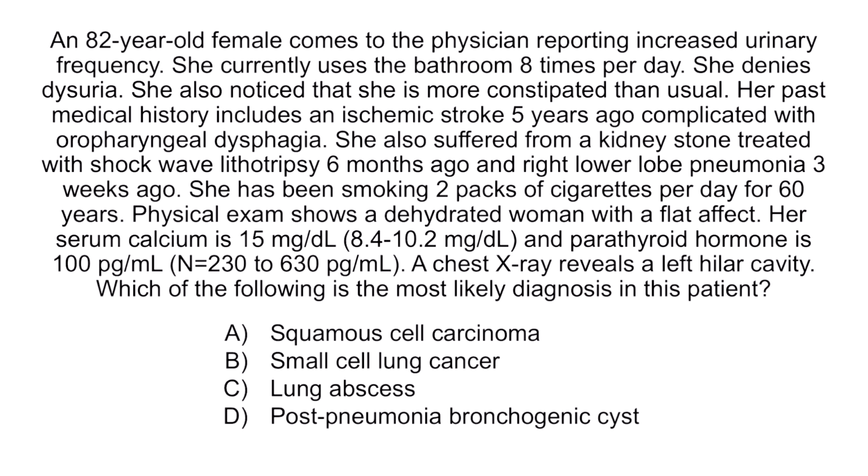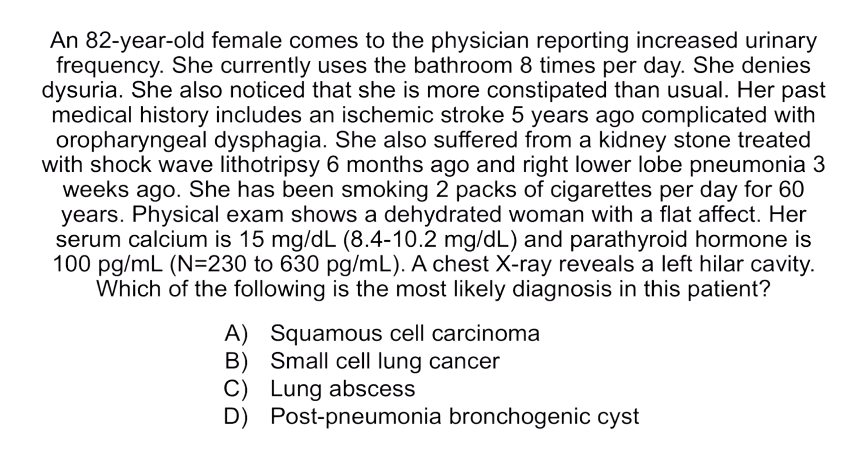All right, let's finish up with a final multiple choice question. An 82-year-old female comes to the physician reporting increased urinary frequency. She currently uses the bathroom 8 times per day. She denies dysuria. She also noticed that she is more constipated than usual. Her past medical history includes an ischemic stroke 5 years ago, complicated with oropharyngeal dysphagia. She also suffered from a kidney stone treated with shockwave lithotripsy 6 months ago and right lower lobe pneumonia 3 weeks ago. She has been smoking 2 packs of cigarettes per day for 60 years.